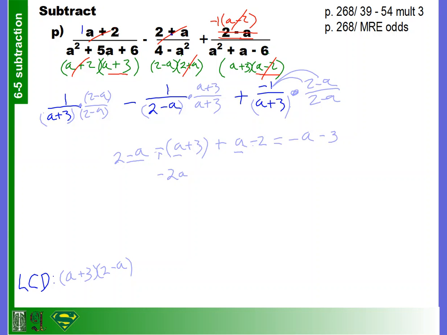We doing okay so far? Yes. All right. So in the numerator, we have negative a minus 3 over a plus 3 times 2 minus a. Okay, wait a second. Is there anything we can cancel out? Yes, there is. If we factor out the negative 1 in the numerator, then we can factor out the a plus 3.